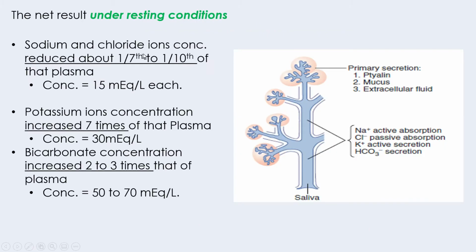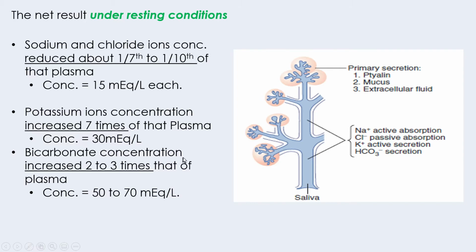That is how the concentration has been changed. Like, the net result in the resting condition, once the saliva is formed and we are in the resting condition, not eating anything, then what will happen? Sodium and chloride ion concentration reduces to about 1/7 of that of plasma, right? And it will reach only 15 milliequivalent per liter each. However, on the opposite side, the potassium ion concentration is increased 7 times the plasma concentration, which becomes 30 milliequivalent per liter.